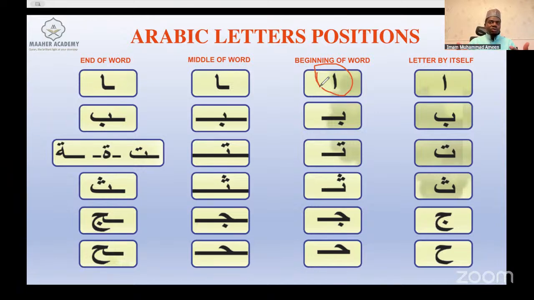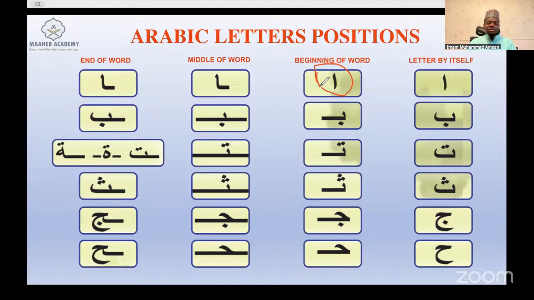When they're in the middle of a word, they have two behaviors. They can either connect or not. They will connect if the letter that comes before them is a letter that they can connect to. But if the letter that comes before them is a letter that cannot be connected to, they will be on their own as well. And we'll show you those 6 letters that do not connect to anything after them.